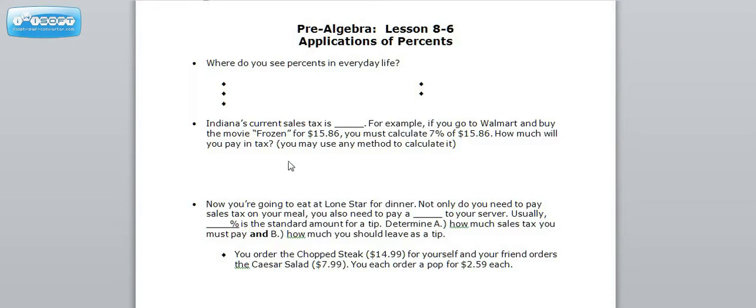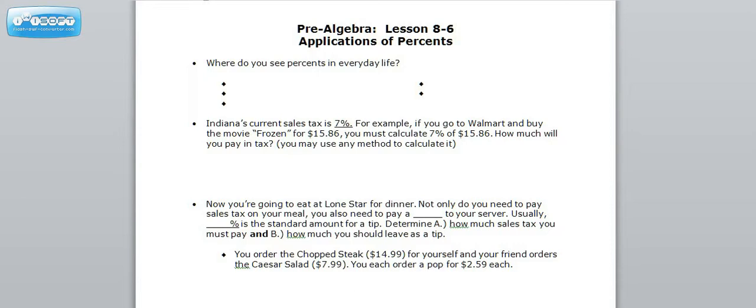So now let's work on our first application here. Indiana's current sales tax is 7%. So let's apply that. If we go to Walmart and I go buy the movie Frozen for $15.86, which is probably a cheap price for that, I'm not going to walk up to the register and pay $15.86. They're going to charge me sales tax. So that's what I need to calculate.